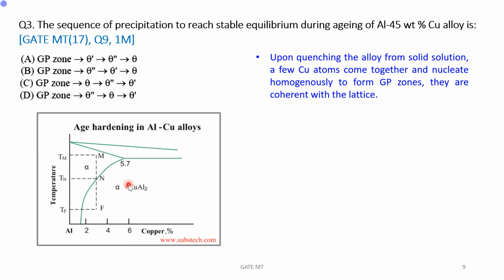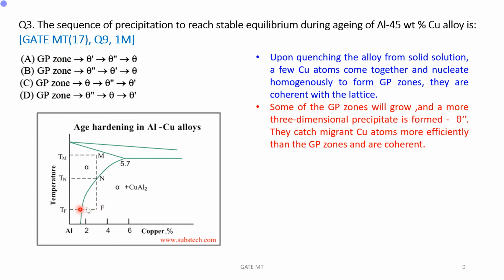The formation of a finely dispersed precipitate is our final objective, but before forming the finely dispersed precipitate, initially GP zones are produced. Therefore, all options have GP zones. So first GP zones will be produced. Then what happens? Some of these GP zones, or disc-like precipitates, will start growing more and more three-dimensionally and consume more copper atoms. Therefore, the number of GP zones will reduce and a new state of the precipitate, the theta double prime precipitate, will be formed. They are capable of catching the migrant copper atoms more efficiently than the initial GP zones. That is the theta double prime precipitate.